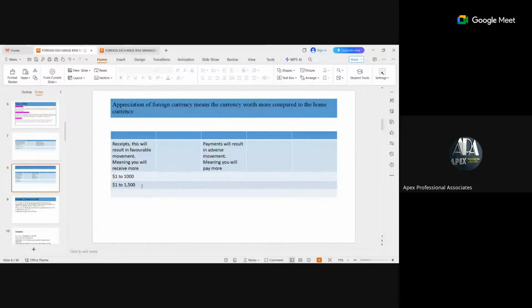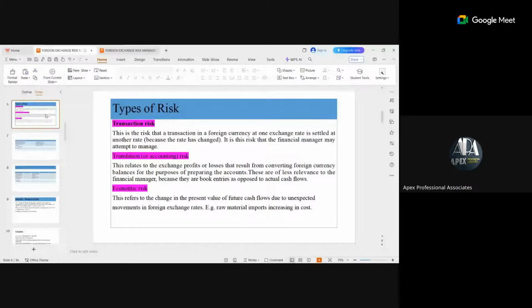But in terms of payment, what will happen? Payment will result in adverse movement, meaning you have to pay more. For example, if you have any transaction to do in dollars presently, you know you have to pay more. You have to gather more naira and convert it to dollars. So these are the implications of foreign currency transactions. Now we have types of risk.